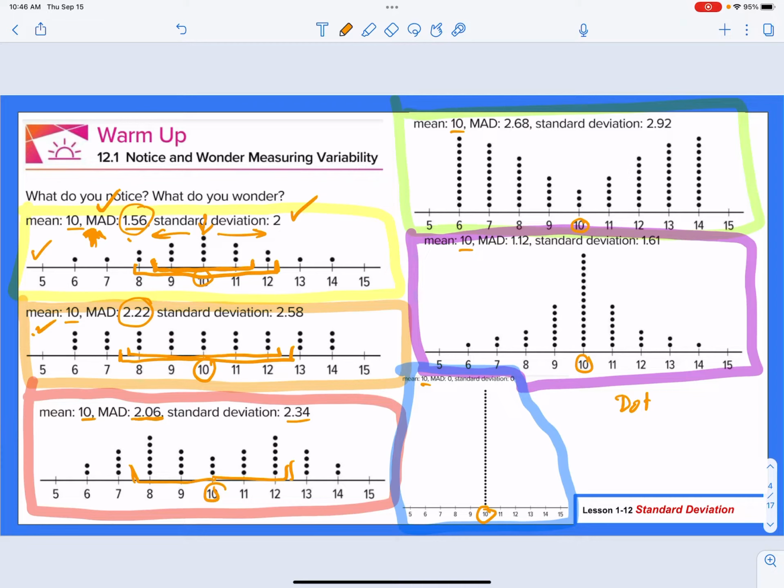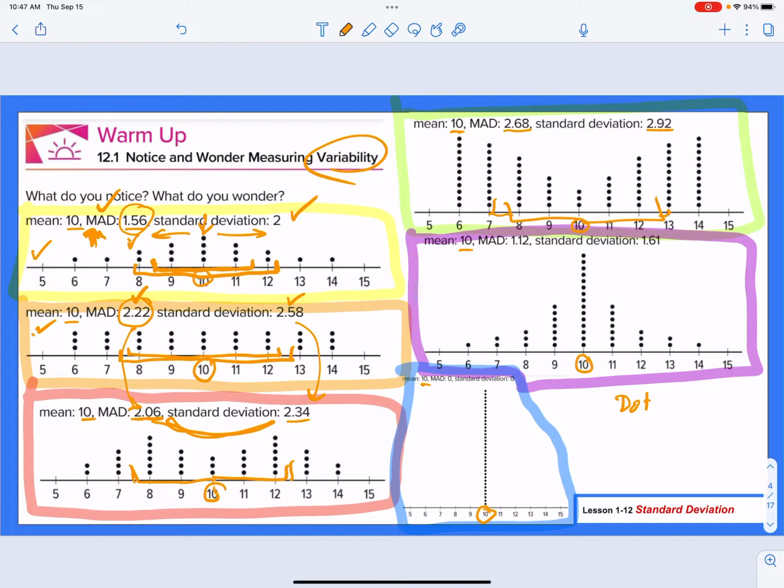We can see that if the MAD increases like this one, the standard deviation also increases. From here to here, if the MAD is decreasing, the standard deviation is also decreasing. So there's a correlation between the standard deviation and the MAD. They're measuring the variability, but in slightly different ways. When I look over here, the mean is there, and a MAD of 2.68, standard deviation 2.92. A little bit closer together, but a little closer to that edge to include those points.